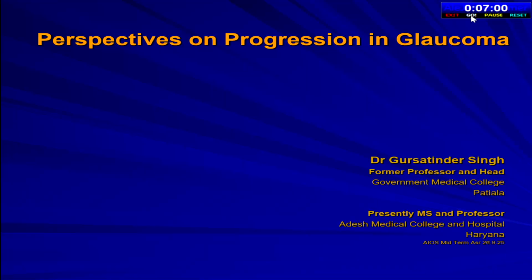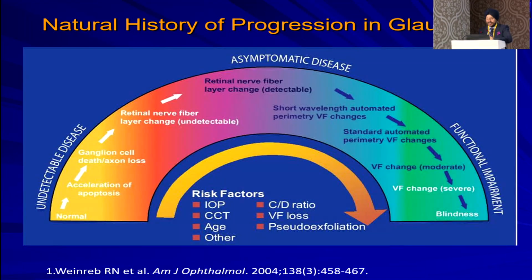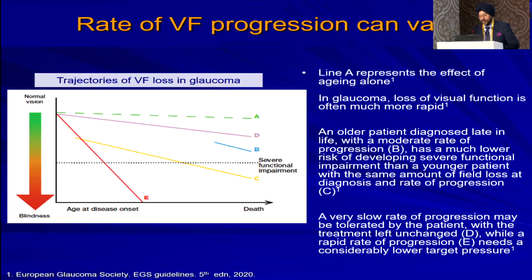So we all know that progression is the one thing which we have to be watchful about in our clinical practice. This is the natural history of progression in glaucoma. It's undetectable initially. When RGC loss is there, it is asymptomatic, though you can pick it up maybe with a good disc examination. And then, of course, the functional damage will ensue in the long term when you have visual field changes, OCT changes. And this is a natural progression.